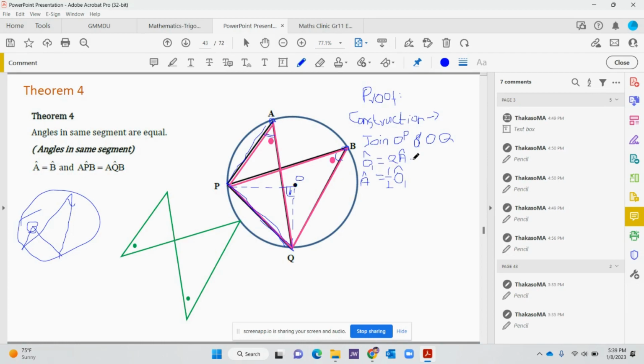Our reason here is theorem 2, which is angle at center is equal to 2 times angle at circumference.